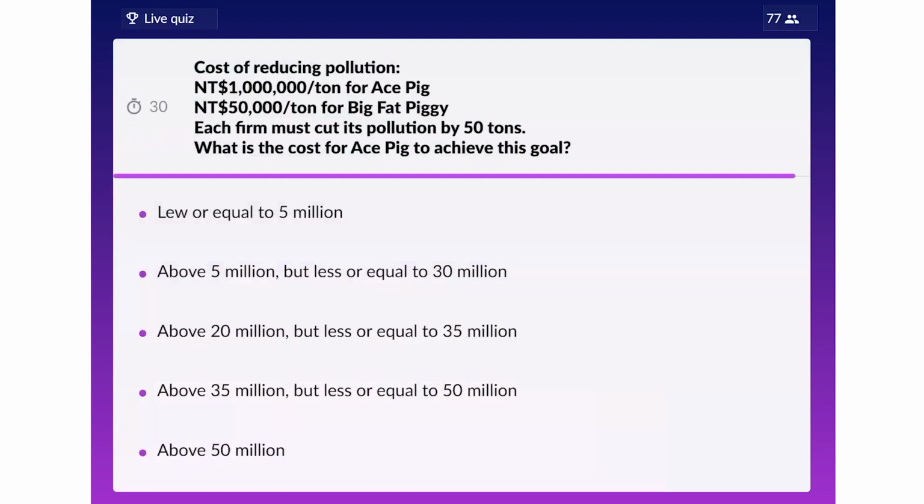So the cost of reducing pollution, one is 100 million NT dollars, the other is 50,000 NT dollars. Each firm should cut pollution by 50 tons. So what is the cost for Ace Pig to achieve this goal? Less or equal to 5 million, above 5 million, but less or equal to 20, above 20, but less or equal to 35, and so on.